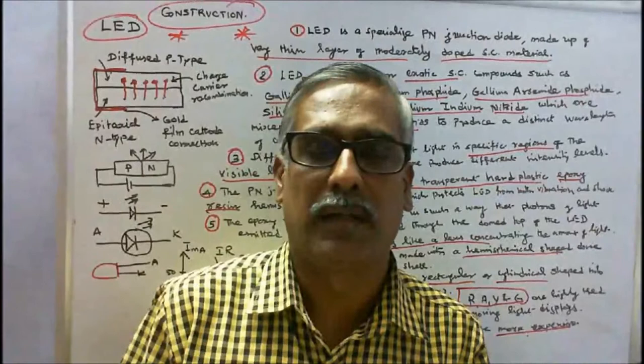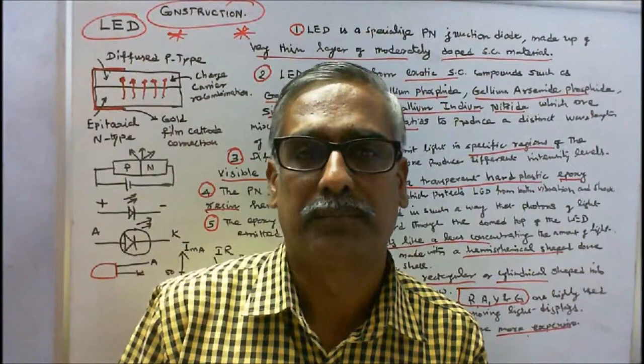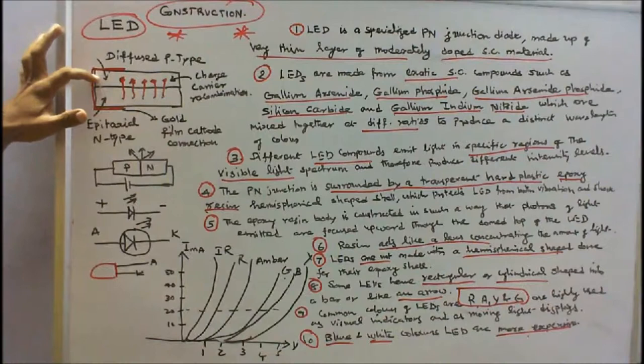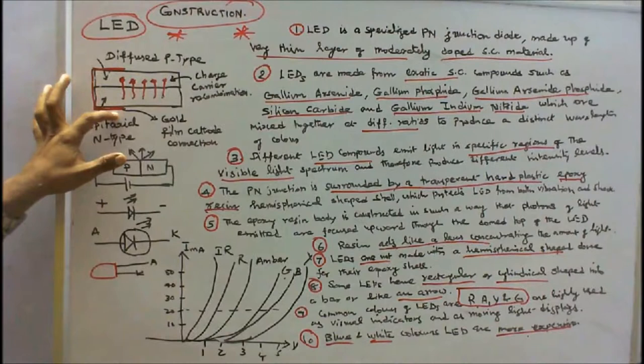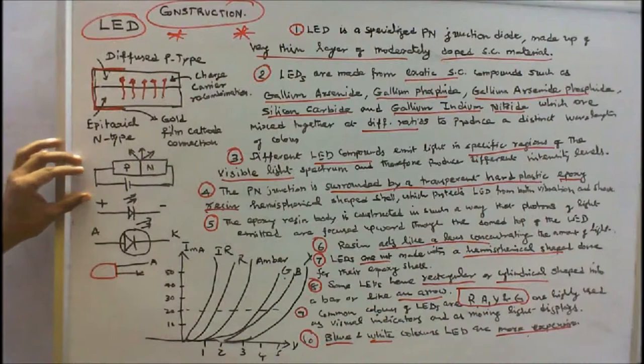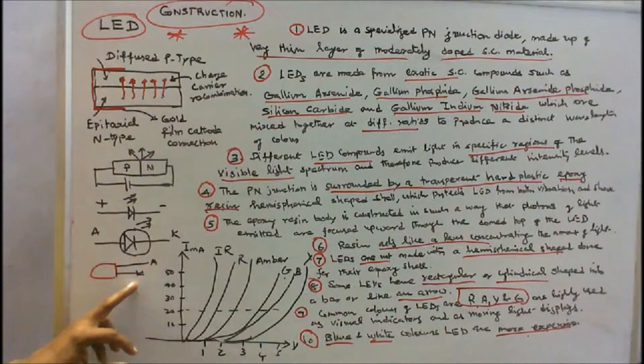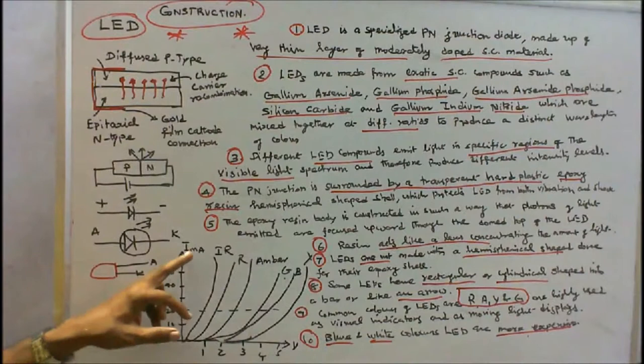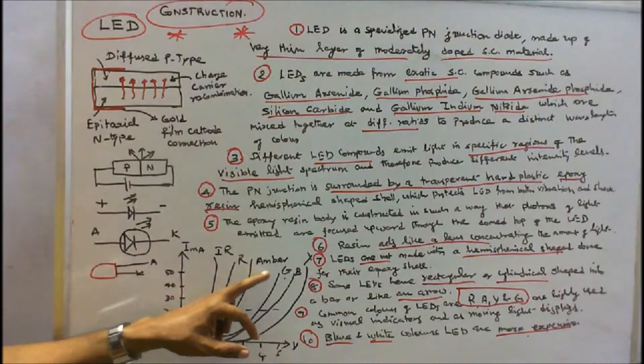Now we'll see the constructional details of the LED. This is a figure of a light emitting diode. This is diffused p-type. This is epitaxial n-type. This is the gold film cathode connection. This shows the charge carrier recombination. When the LED is forward biased, it emits light. This is the symbol of an LED. This is the anode. This is the cathode. This is the VI characteristics of the LED. The X-axis is voltage, the Y-axis is current in milliamps. This is infrared. This is red. This is amber. This is green. This is blue. And this is yellow.